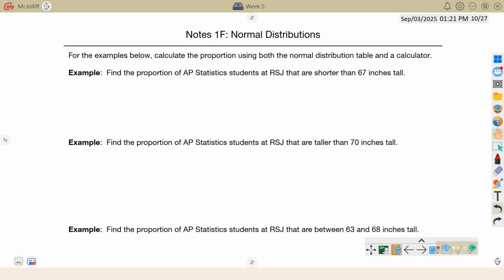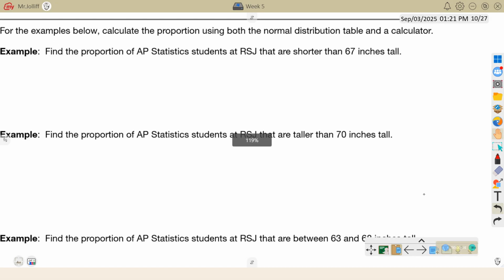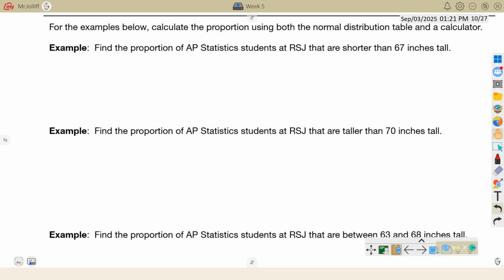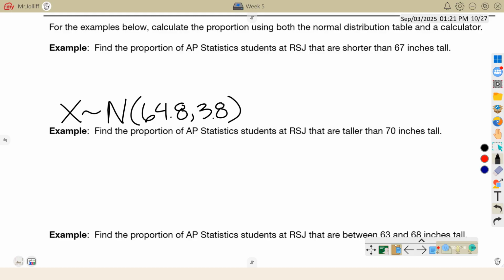Okay, so let's go ahead and pick up where we left off, which is example 2. So reminders, we know we're looking at the height of AP Statistics students at Rancho San Juan. We know that that height distribution is approximately normal with a mean of 64.8 inches and a standard deviation of 3.8 inches. Right? We found that when we started these notes.